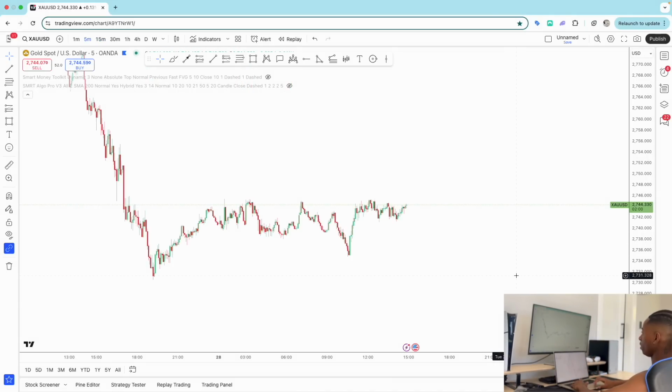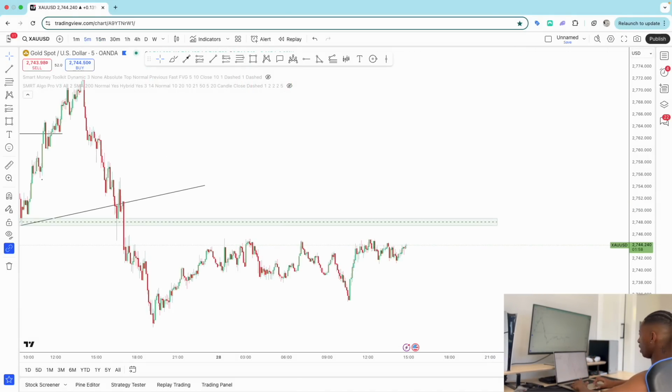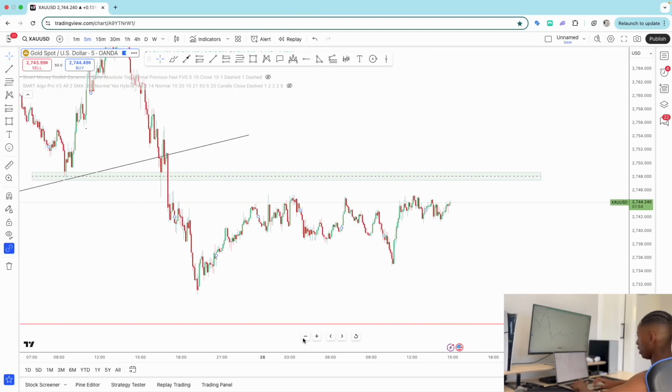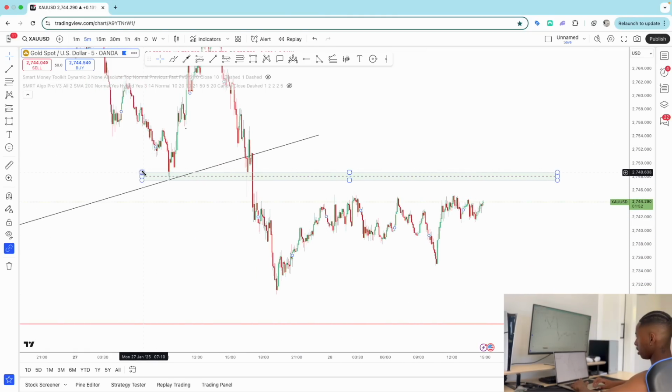Let me just drop all the way down to the 5 minute. This is where I'll be getting my entries. I just want to refine it so that it gives me that clean, pure entry. Okay, this makes perfect sense right here.